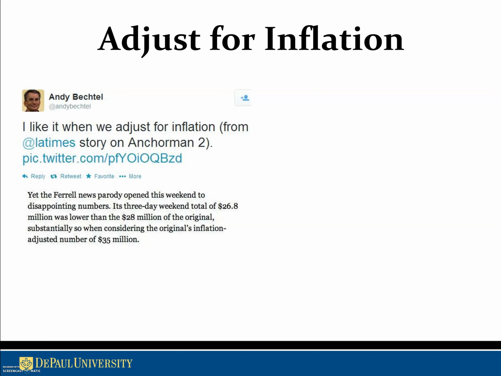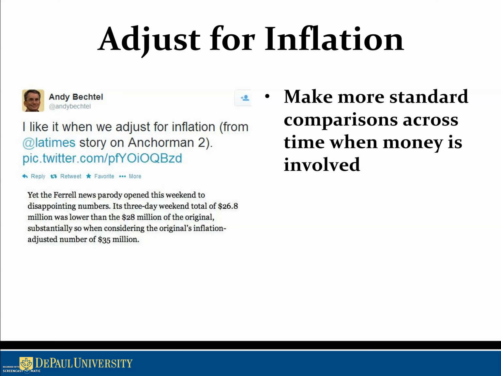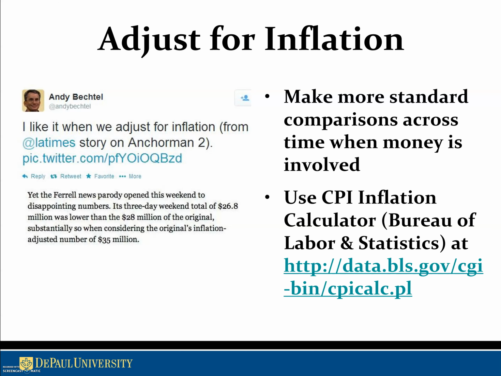Finally, we're going to adjust for inflation. You'll see this a lot of times in these examples with movies. It's more per ticket. There's more theaters. How can we compare really the cultural impact sometimes of films? So that's a really good example of making standard comparisons across time when money's involved. And for that, we'll use something like the CPI inflation calculator from the Bureau of Labor Statistics. That's the consumer price index.